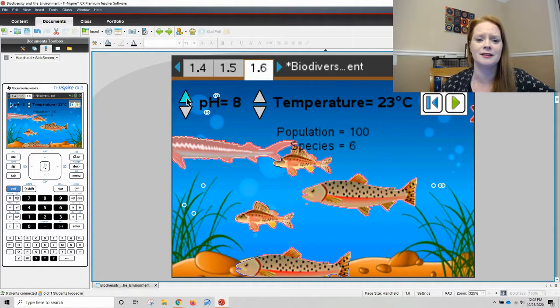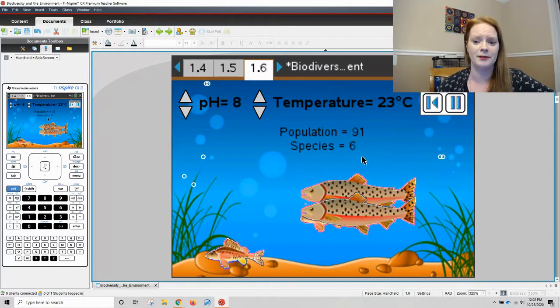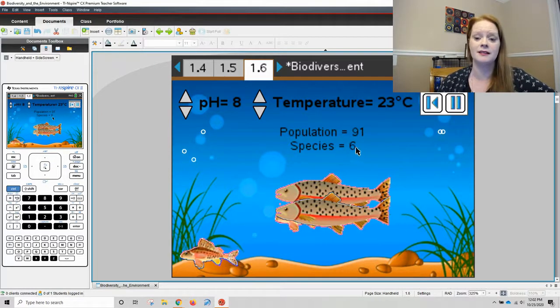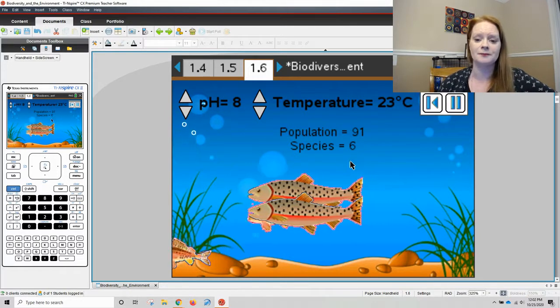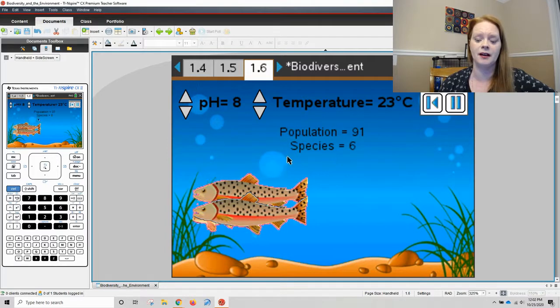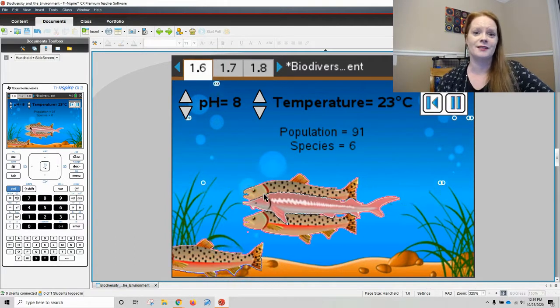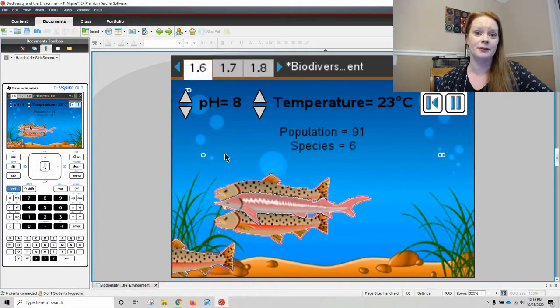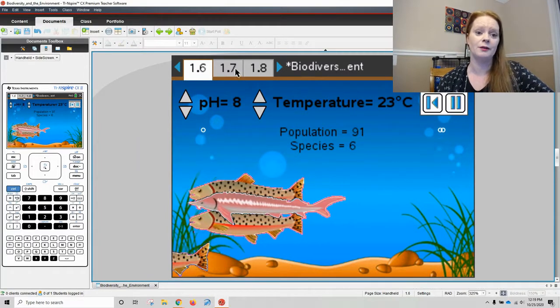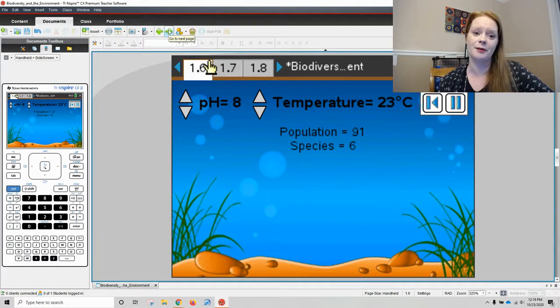And then we can do the same thing for increasing the pH to see what happens. And so we still have six species. So we didn't lose any species, but we did lose a couple individuals in our population. And so students get a chance to play around and manipulate the variables and discover on their own what's going on in this ecosystem and how the biodiversity of it is affected by it.